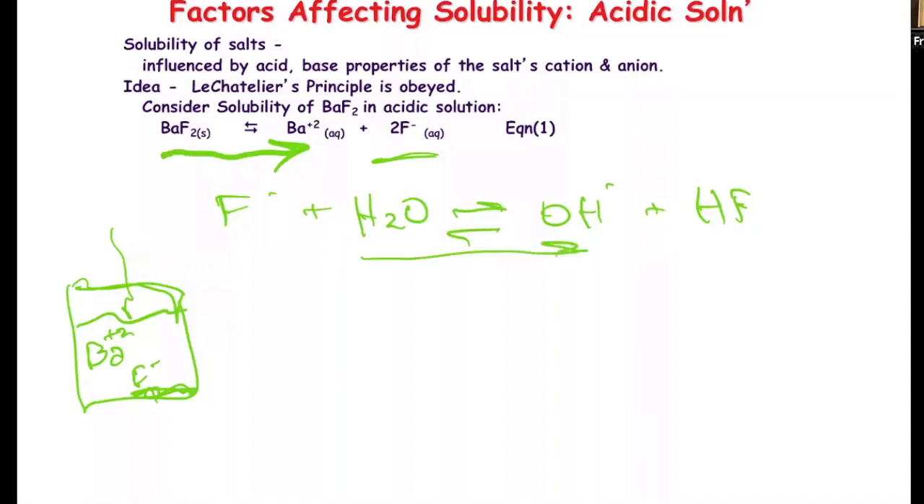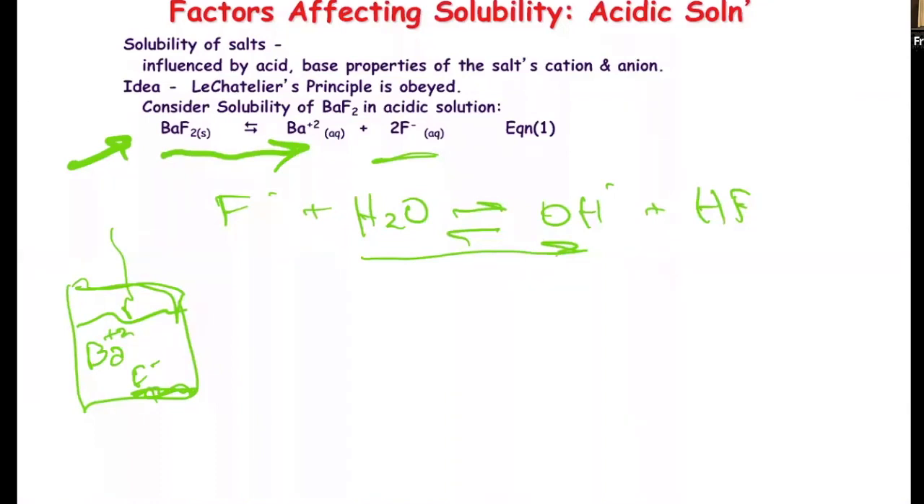By pushing this equilibrium to the right, the secondary reaction, and you guys have seen a lot of secondary reactions because you did experiment number 3, okay? Equilibrium reactions. So this is a secondary reaction. This is a reaction that is not the main reaction right here, but affects a chemical that is involved in that main reaction, namely fluoride.